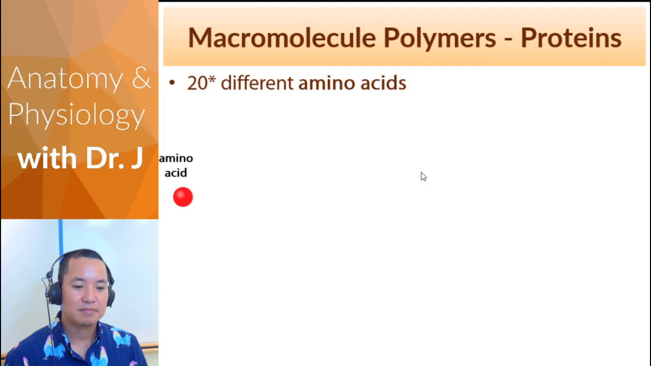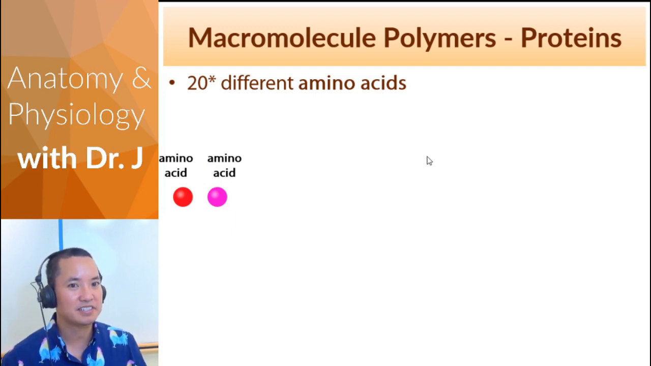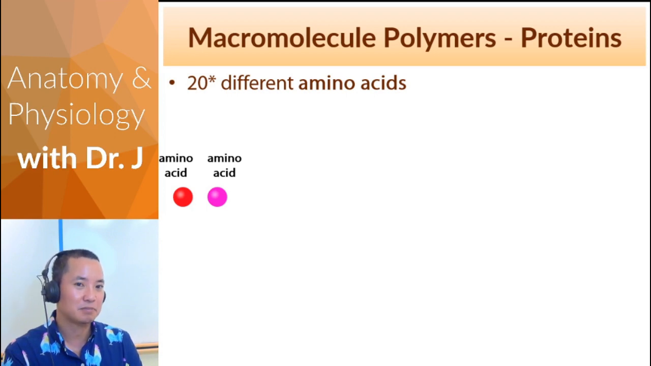All right, so then proteins. So then we have 20 different amino acids. So amino acid, so 20 with the asterisk. If you're taking like bio 270, or I always forget if it's 265 or 275, but cell molecular biology, they talk about the proteinogenic amino acids. So these are the ones that can form proteins.